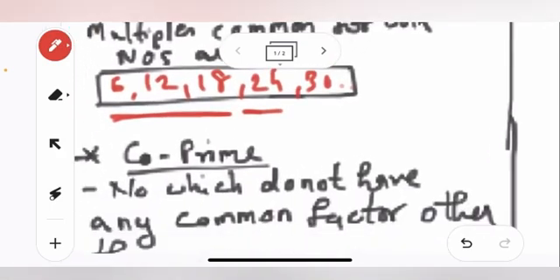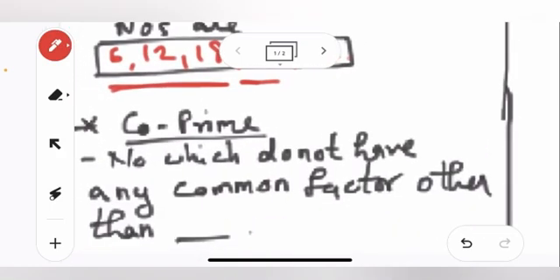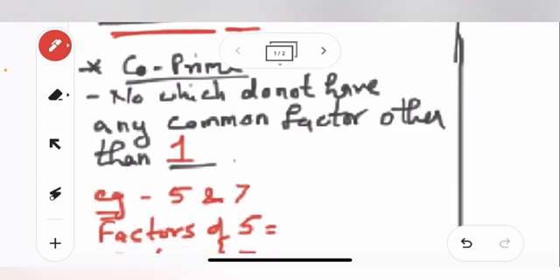Now let us see what is co-prime. Now what are co-prime numbers? First let us understand that numbers which do not have any common factor other than 1, okay, so only 1 is common, those numbers are called co-prime numbers. This you have studied in the lower classes.